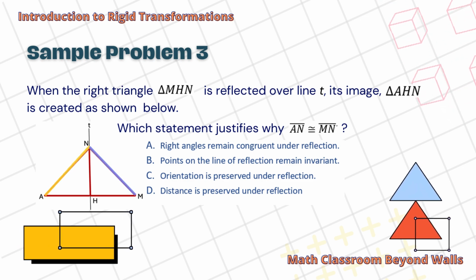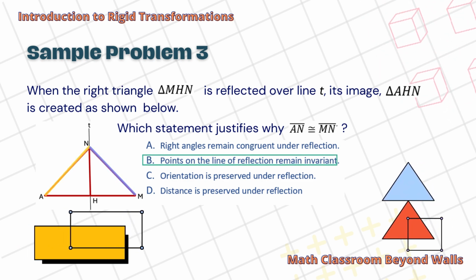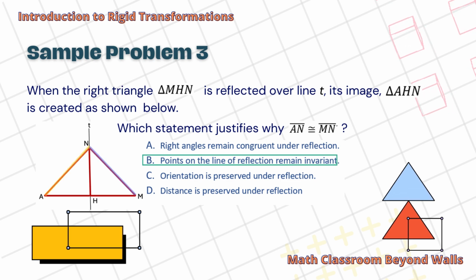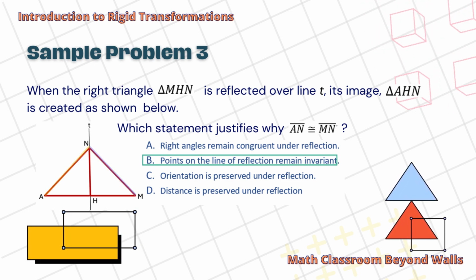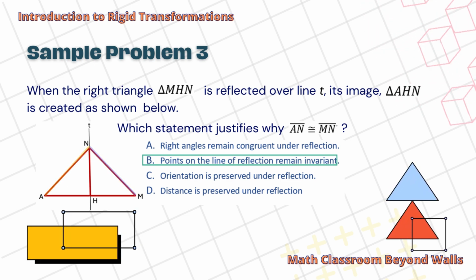Let us look at option B. Points on the line of reflection remain invariant. Would option B justify why side AN is congruent to side MN? Option B is about the points on the line of reflection, which is not our concern at the moment. This would not justify why side AN and side MN are congruent.